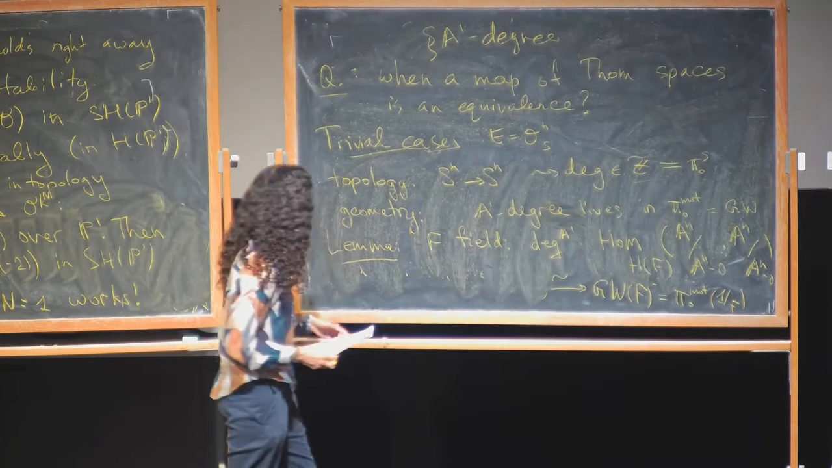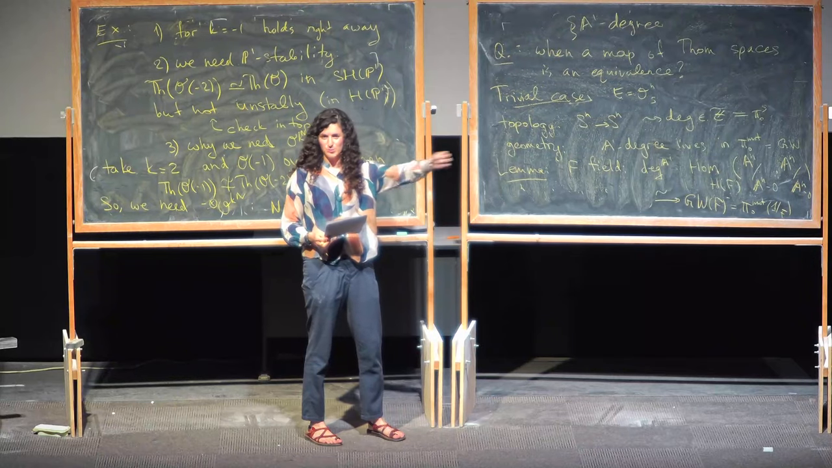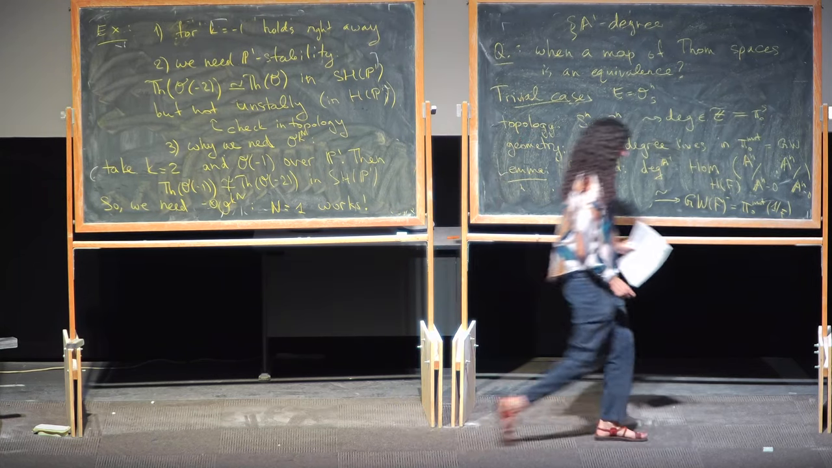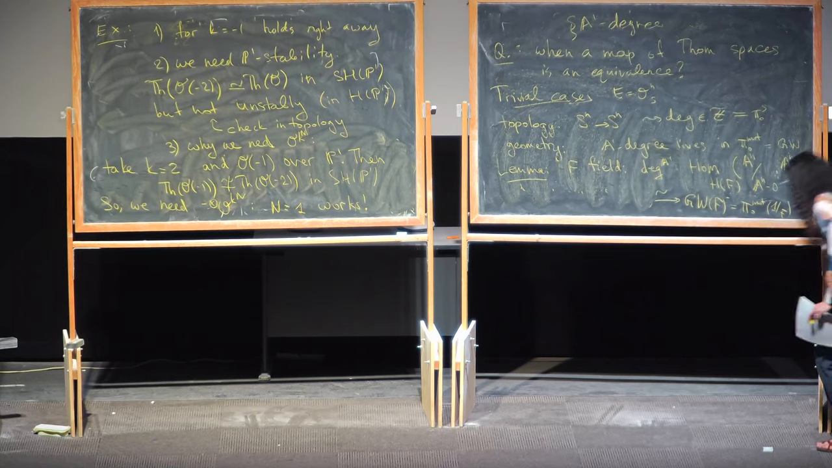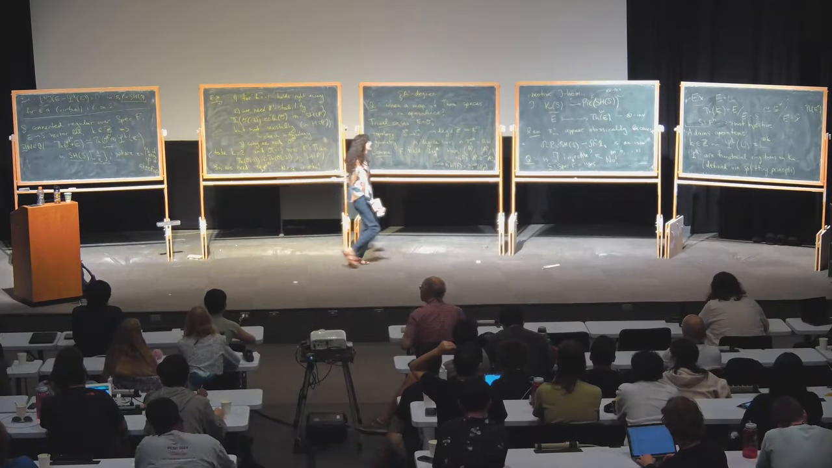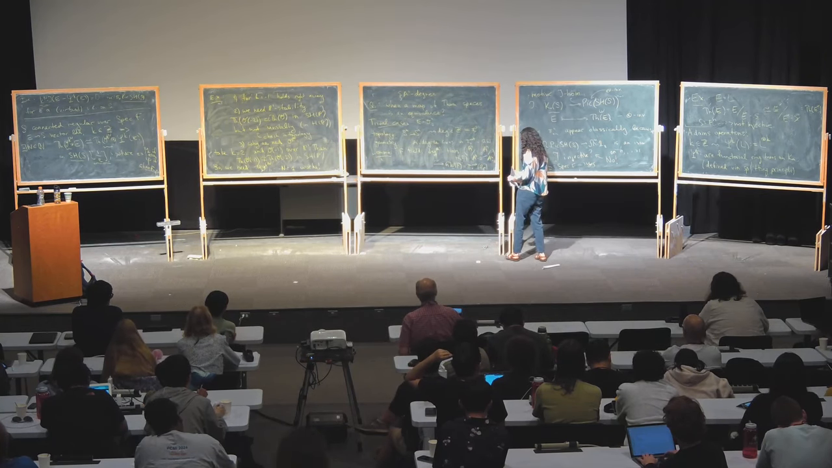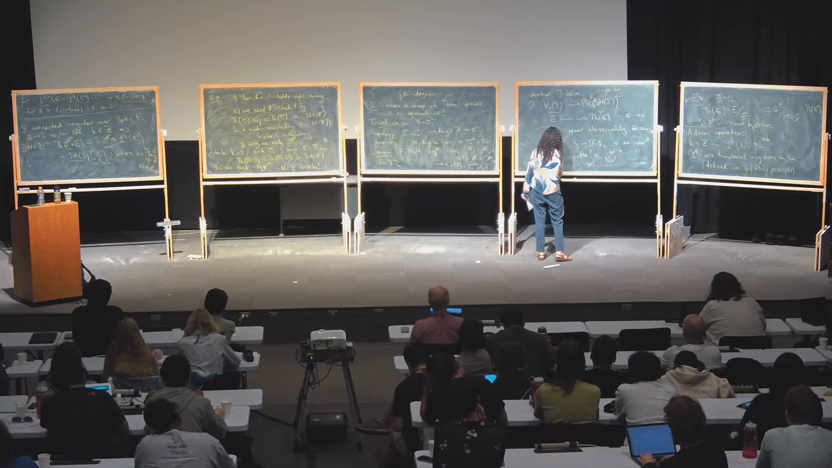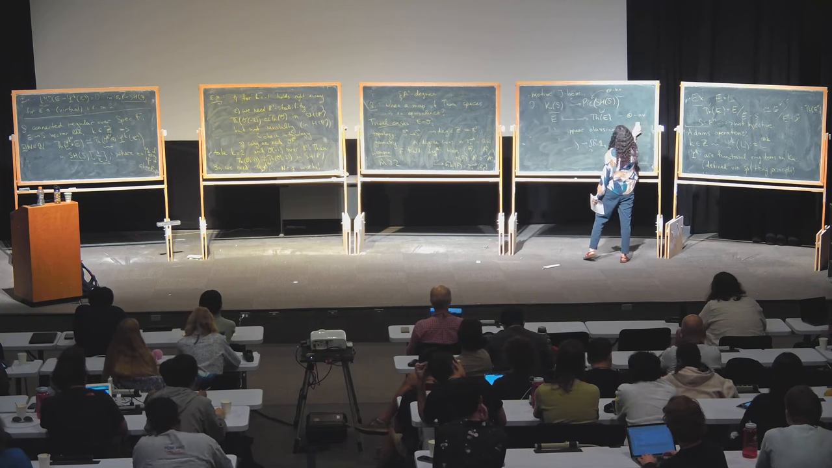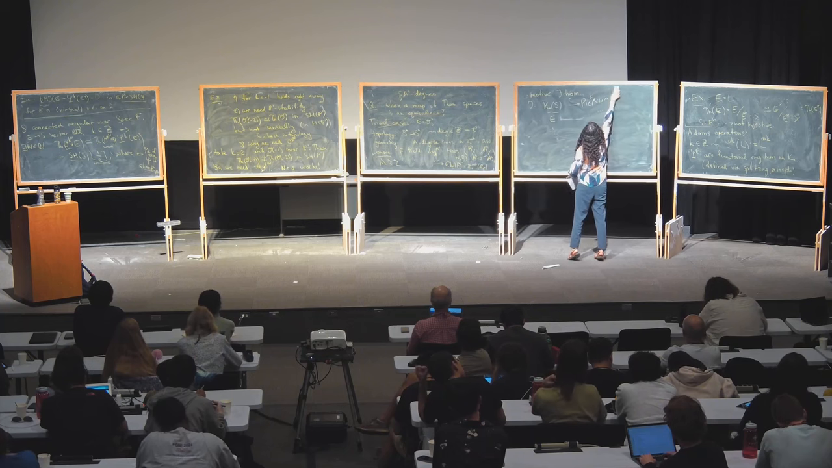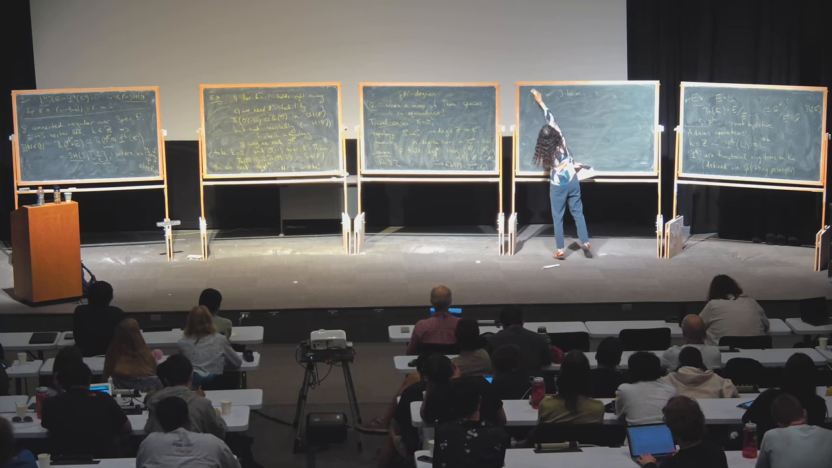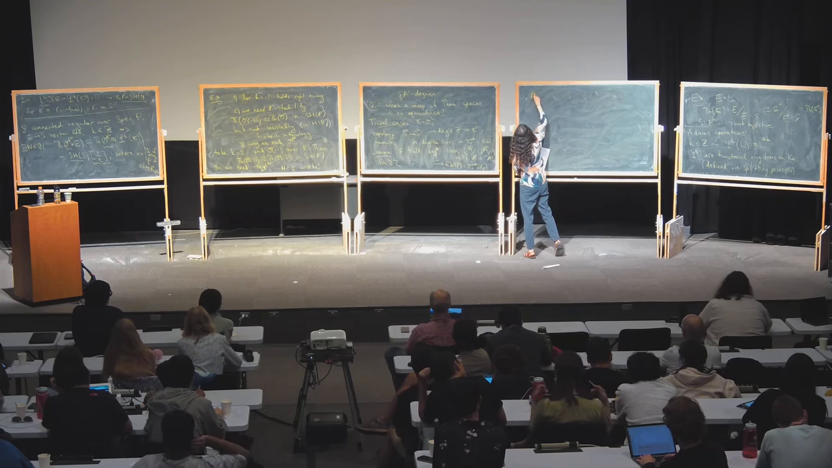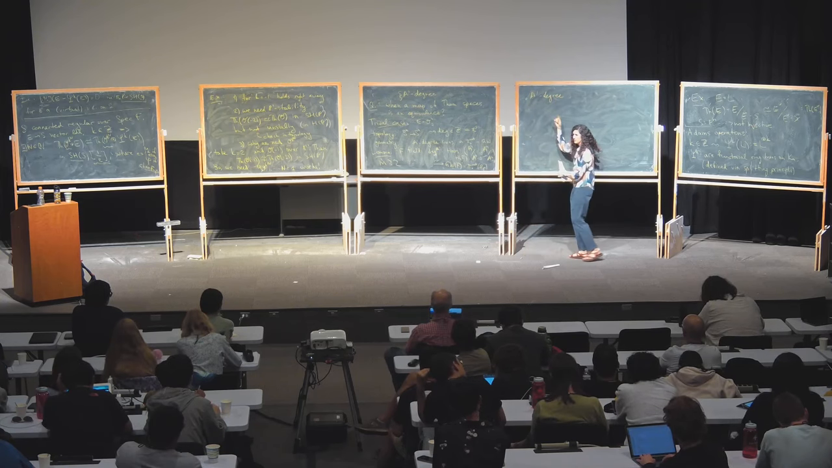And so what this says is that over a point, A1 degree knows everything. It knows whether a given map of Thom spaces over a point is an isomorphism or not. So let me just summarize this vaguely. The moral is that the A1 degree, which is an invariant living in the Grothendieck-Witt group, knows everything over a point.